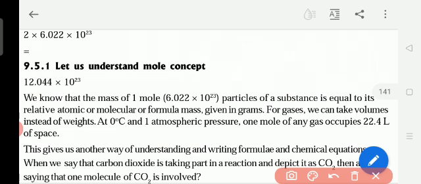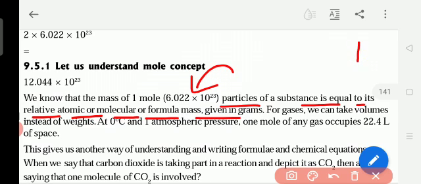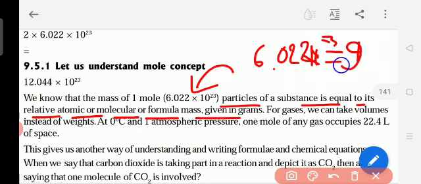Okay. So particles of a substance is equal to its relative atomic or molecular or formula mass given in grams. Mass means weight. Any weight of the element is equal to the mole. For example, hydrogen weight is how much? Only 1, and this weight is equal to 1 mole, 6.022 into 10 to the power of 23. If it becomes 2 moles, it also becomes 12.044 into 10 to the power of 23.